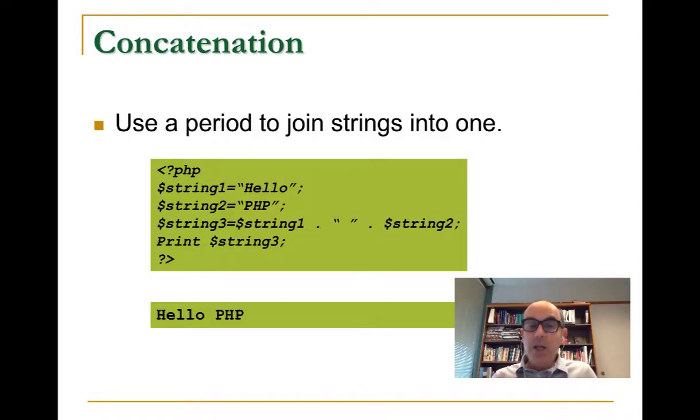One of the things that it's usually important to remember is that a period is used to join strings into one. In this case, if you look closely at the code itself, we have string 1, which will say hello, string 2 will be PHP, and string 3 will be string 1 and string 2. And we are going to print string 3. This is what happens by using those strings to present the result.